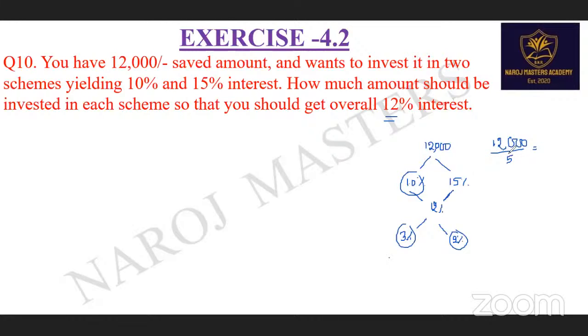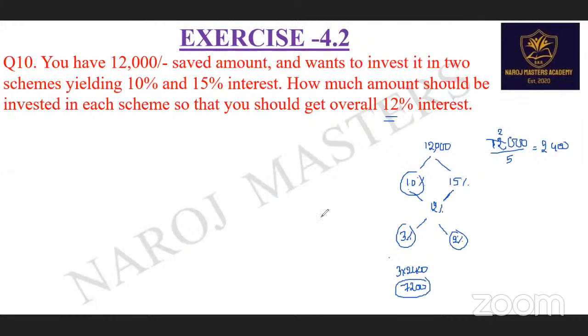120 by 5 means 24. So let me solve this one. Each unit is 2,400. So in the 10% scheme, you have to invest 3 into 2,400. So how much is it? 7,200 rupees. So this is without making any pair of linear equations here.